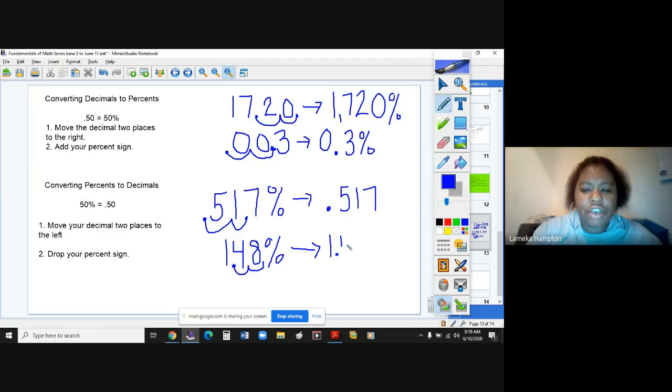So my answer is 1.48, or 1 48/100, depending on which way you want to say it. Okay. So as you can see, I've done 2 examples for each, well, technically 3 examples on how to convert decimals to percents and percents to decimals.